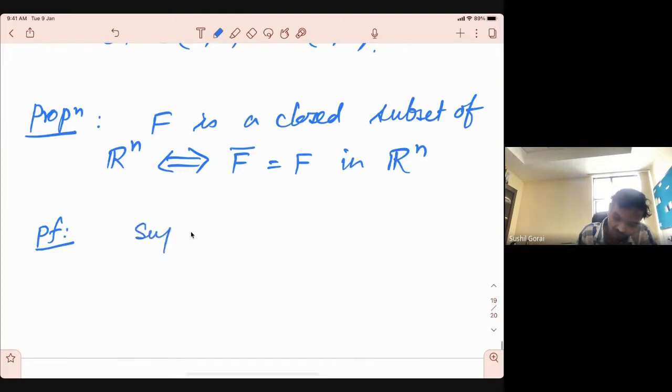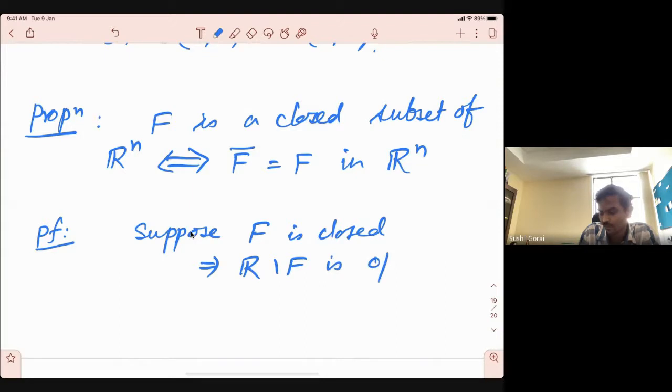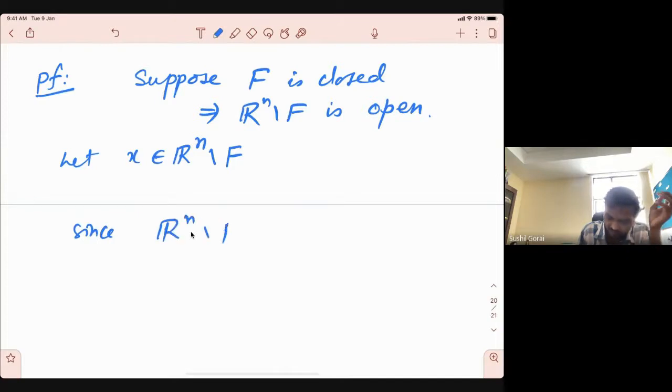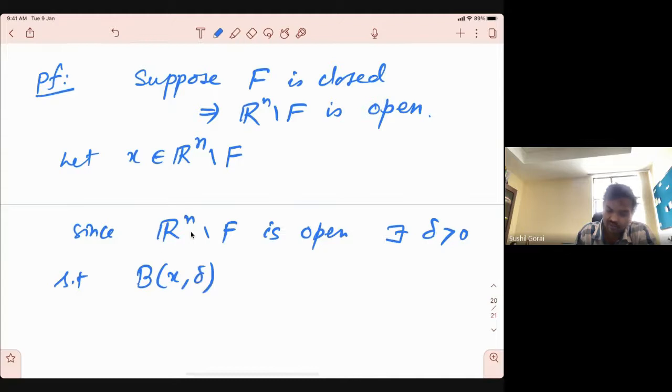So suppose F is closed. This means R^n minus F is open. Now let x be in R^n minus F. Let's look at that. Since R^n minus F is open, there exists delta greater than 0 such that B(x, delta) intersection F is empty, right?